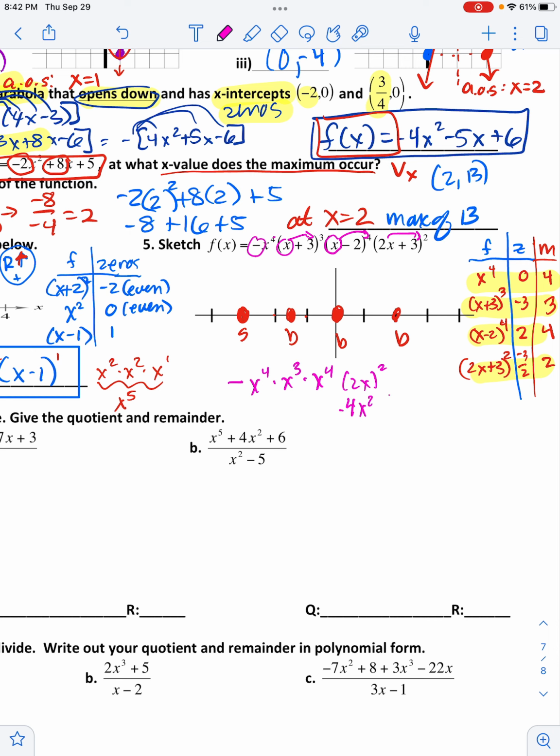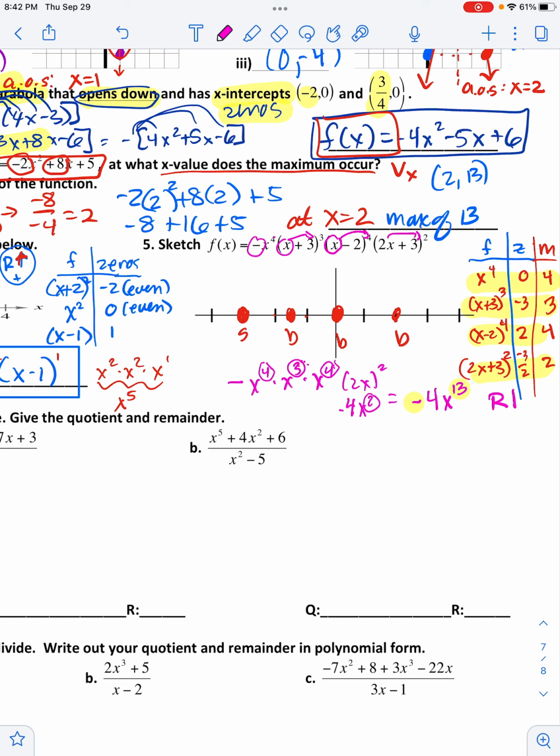So when I go to do my first term, I have a negative, I have a 4, and then I have x to the 4th, 3rd, 4th, and 2nd. So 4 plus 3 is 7. 7 plus 4 is 11. 11 plus 2 is 13. I don't care that it's a 4. So if I missed that 2 earlier on, it would be okay. I care that it's negative and that that's odd because that tells me my end behavior.